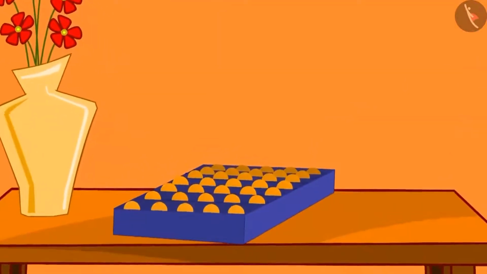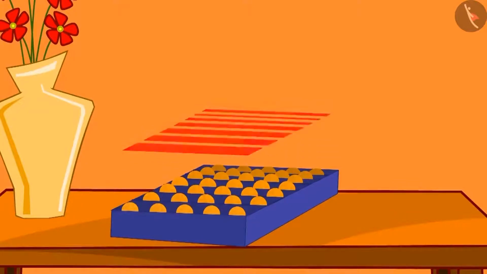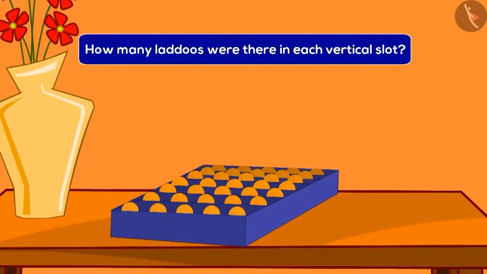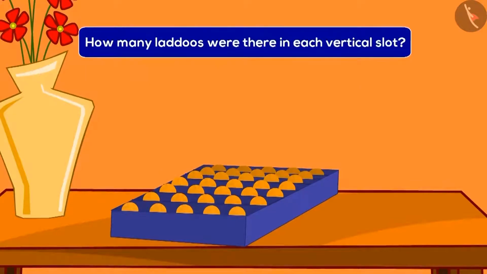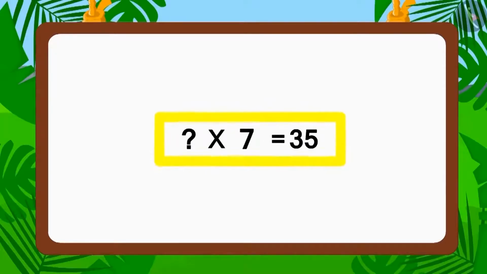In the room, he saw a box of sweets that looked like this. The box contained a total of 35 laddus. There were 7 vertical slots in the box. Can you tell how many laddus were there in each vertical slot? This question can be written in multiplication form like this.